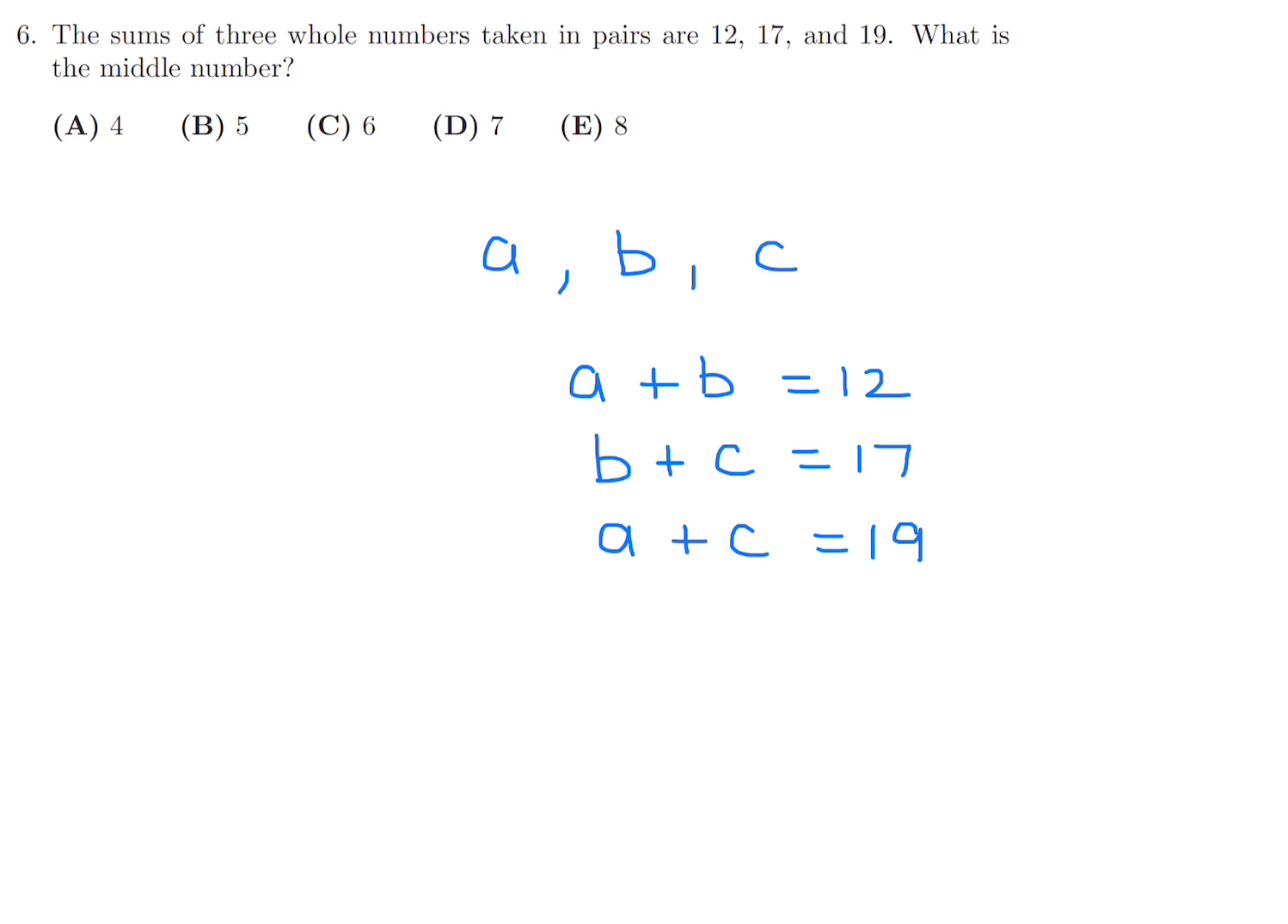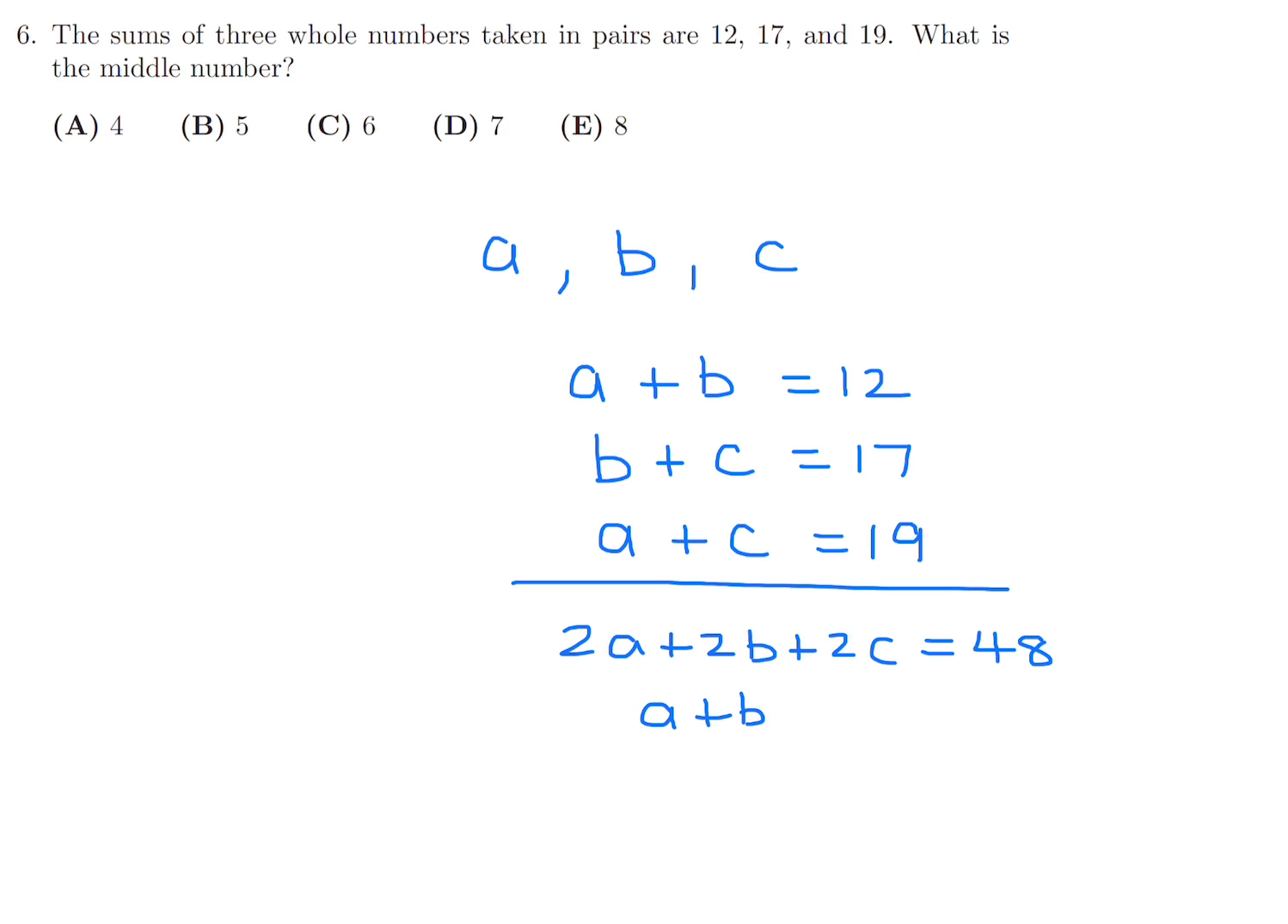So let's add this up. If you add all 3, you get 2A plus 2B plus 2C is equal to 12 plus 17 plus 19, which is 48. And then if you divide through by 2, you get A plus B plus C is equal to 24. And now I can easily solve for each. A plus B plus C. Well, B plus C is 17, so that allows me to quickly solve for A. A is going to be 7.